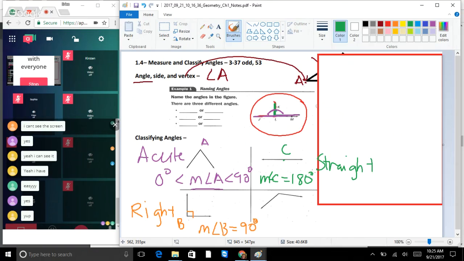So that's kind of what we were talking about up here with the purple one, right? Straight. And then our last one is obtuse. Okay, it's getting sloppier as I write. So we'll call this one D. And the measure of angle D is greater than 90 degrees. It's also less than 180 degrees.